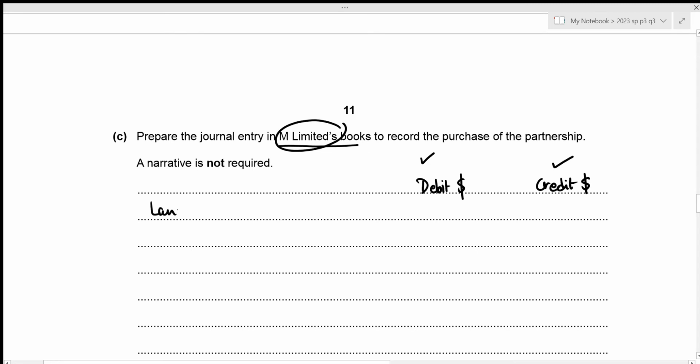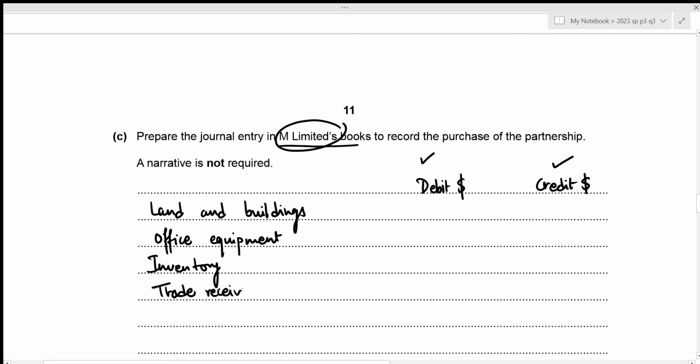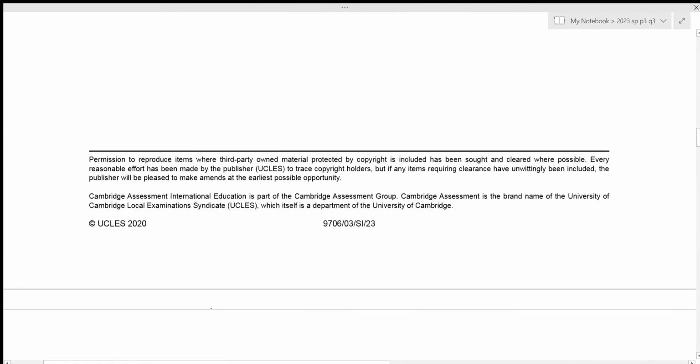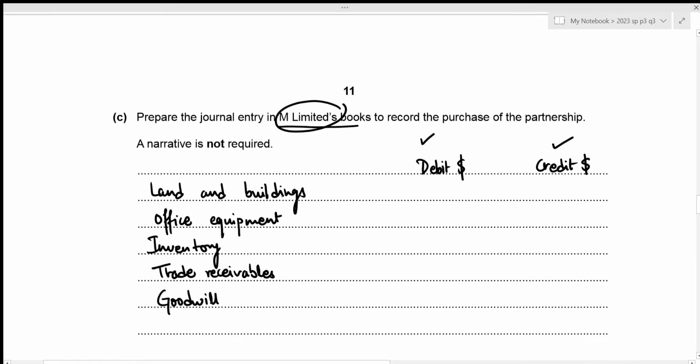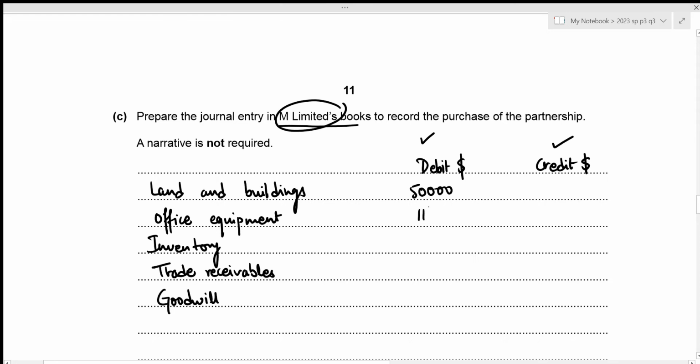That is land and buildings, office equipment, inventory, trade receivables, and goodwill. Now let's write down the amount for all these headings. For land and buildings, that will be 50,000. For office equipment, 11,500. For inventory, that's 8,000. And for trade receivables, that's 16,000. Let's write it down. That is 50,000, 11,500. Inventory was 8,000. And trade receivables was 16,000. And we're not given the value for goodwill, which means that this will be our balancing figure, which we will figure out at the later period.